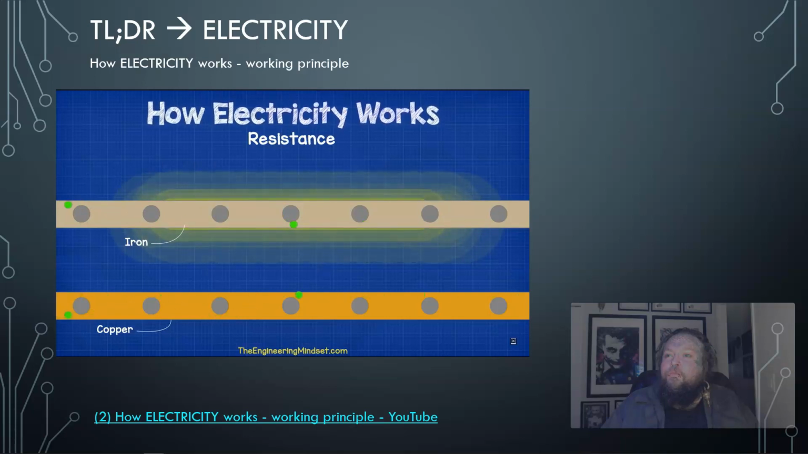Resistance occurs when electrons collide with atoms. The amount of collisions is different from one material to another. Copper has a very low collision rate, but other materials such as iron will have much more collisions.